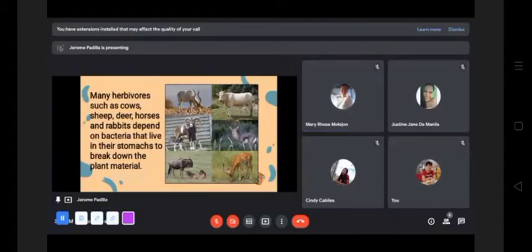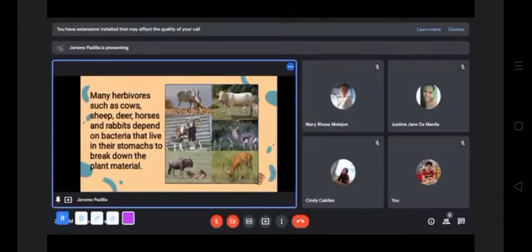Parasitism. I think, Ma'am Rose, this is not parasitism, because the bacteria help break down the plant material inside the herbivore. This is not parasitism because the bacteria help the herbivores. The bacteria benefit without harming the cow. So this is an example of mutualism.